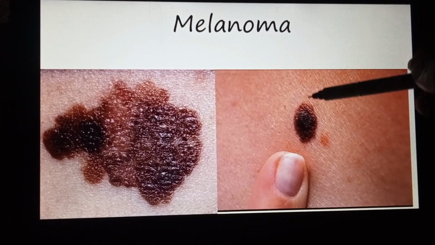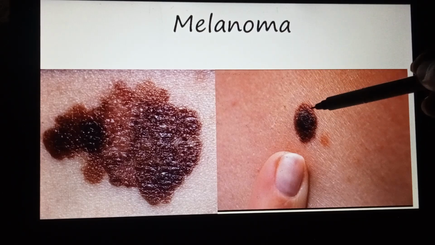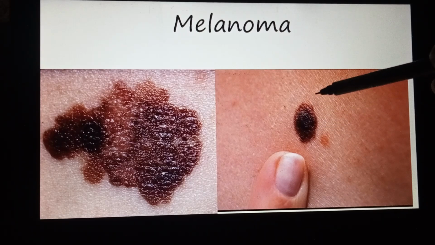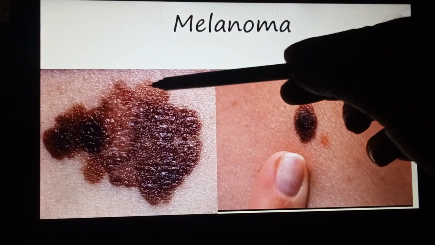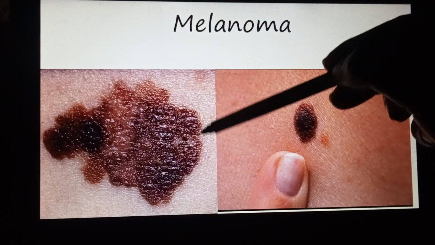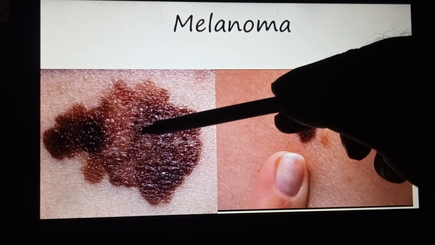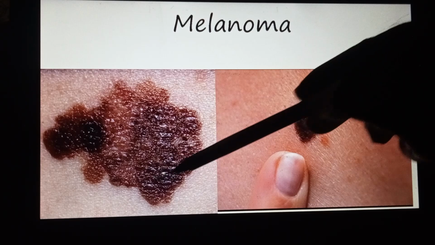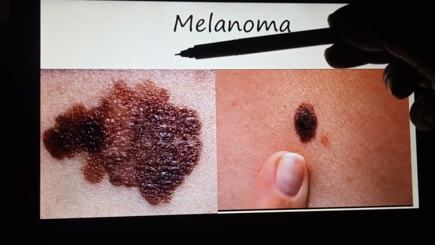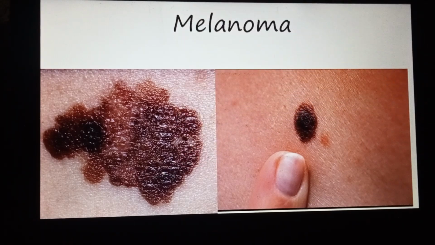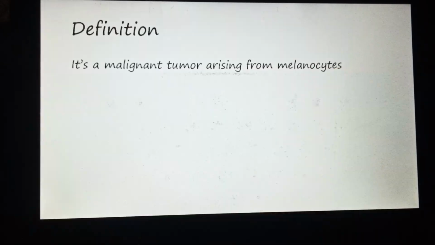This picture describes a single mole-like structure. This single mole-like structure suddenly increases in size within a few months. This picture also describes an irregular border. This irregular border with different colors and sudden increase in size within a few months suggests malignant growth or melanoma formation here in this case. So by definition, it's a malignant tumor arising from melanocytes.